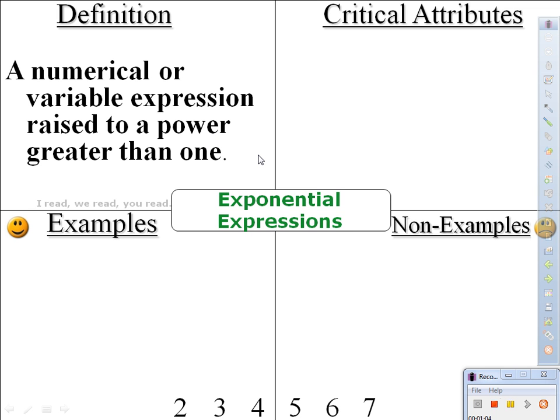A numerical or variable expression raised to a power greater than 1. So tell your neighbor what exponential expressions are.